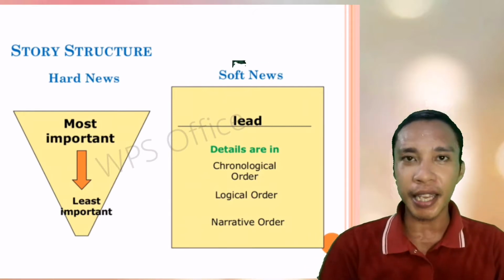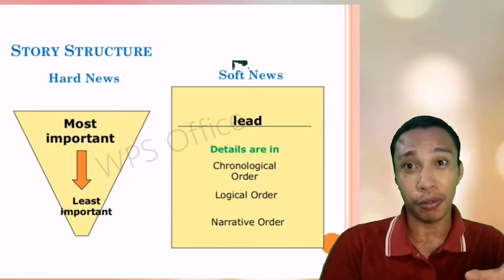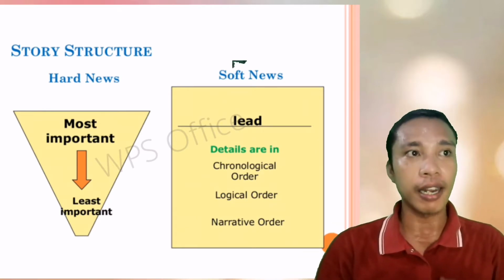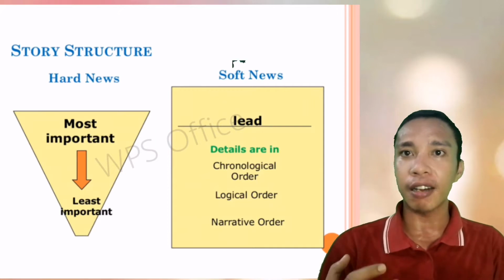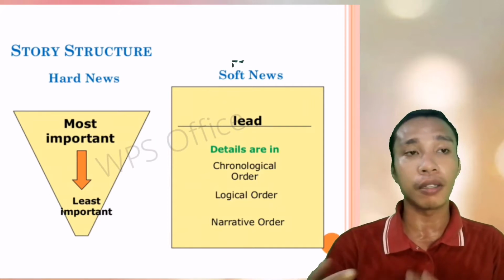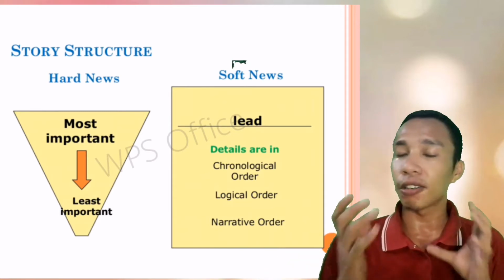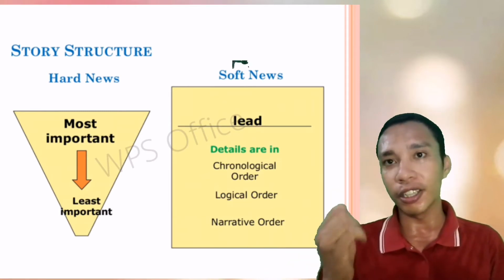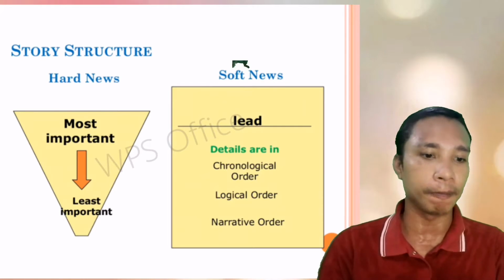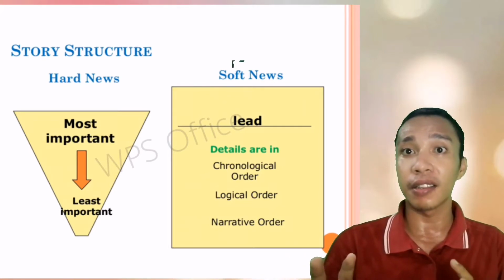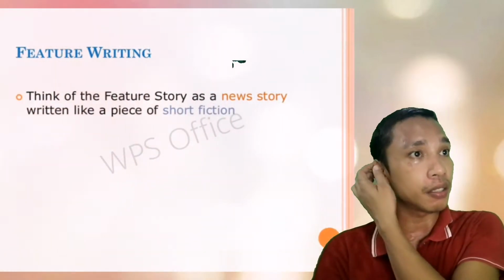But the thing is, as far as our previous discussion is concerned, hard news is written in an inverted pyramid format, while for soft news the details are written in chronological order, logical order, or narrative order. So that's one of the greatest differences between hard news and soft news.